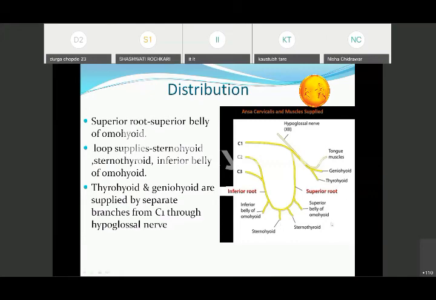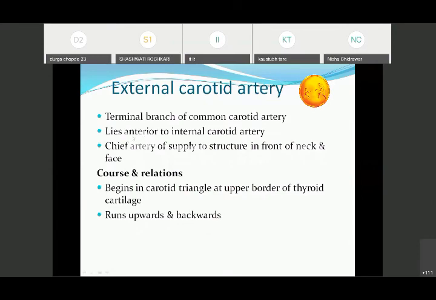Then two more muscles, the thyrohyoid and geniohyoid, are supplied by a separate branch from C1 through the hypoglossal nerve. So this is the geniohyoid and thyrohyoid. They are supplied by a separate branch from C1 through the hypoglossal nerve. So this is the ansa cervicalis. A short note on ansa cervicalis may be asked, or an SAQ, a short answer question.